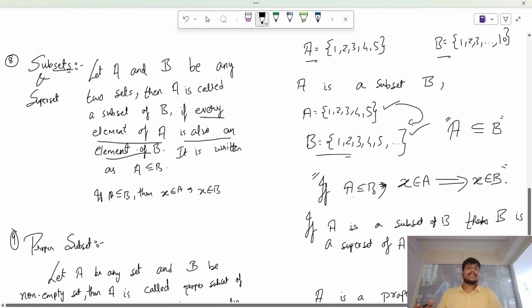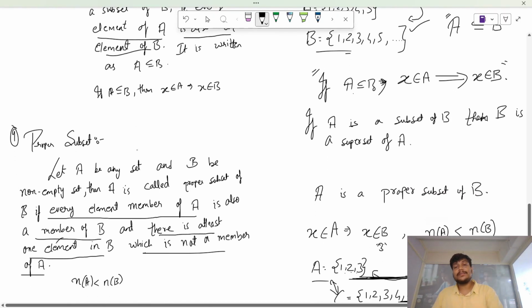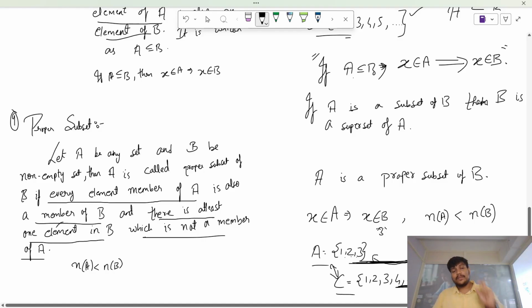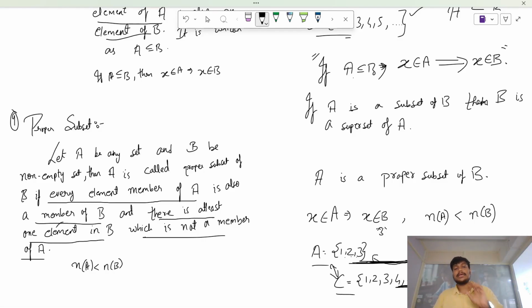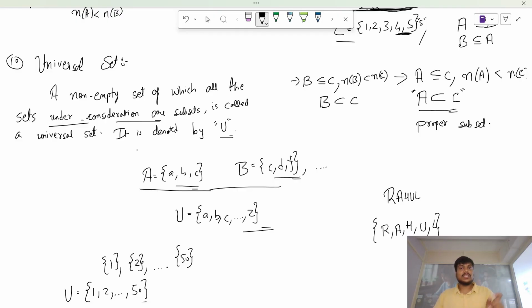Subset means we have 2 sets, and if set A has elements which are also present in set B, then I could call A a subset of B. A subset B, B superset A. And if I add one more condition to it, that A is a subset of B, but the number of elements in A is smaller than the number of elements in B, then it would be called a proper subset. And finally, universal set. Whatever we are talking about, whatever the sets are made up of, if there is a set which contains all the elements of all the subsets under consideration, right? If I am talking about sets which are made up of alphabets, then a set which contains all the alphabets is the universal set. A non-empty set which contains all the subsets under consideration, that is the universal set.